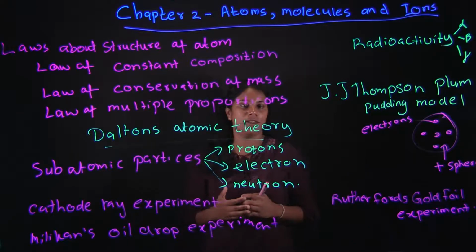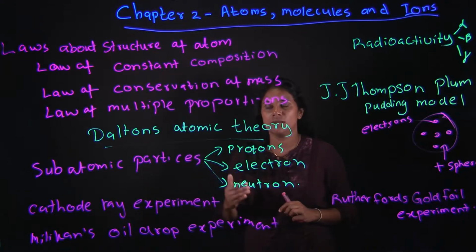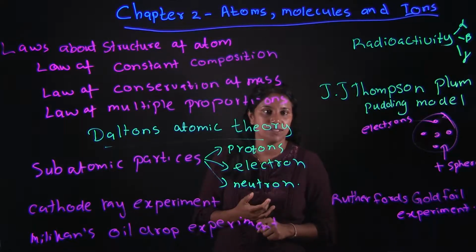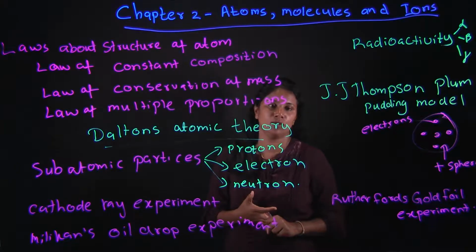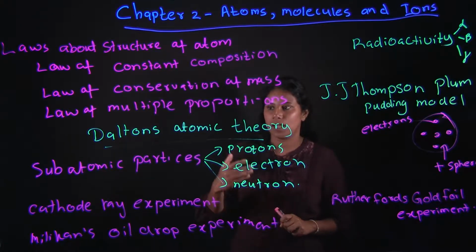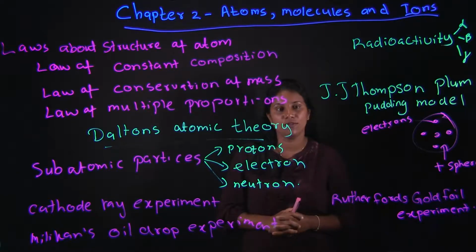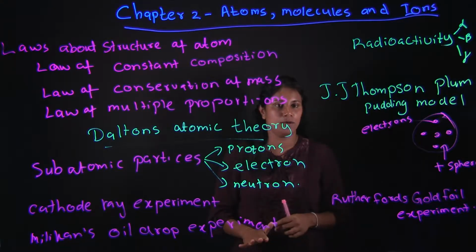So at the beginning of the chapter, you need to know three main laws about the structure of the atom: law of constant composition, law of conservation of mass, and law of multiple proportions. And then these three basic laws helped Dalton come up with Dalton's atomic theory. Dalton's atomic theory is very important.